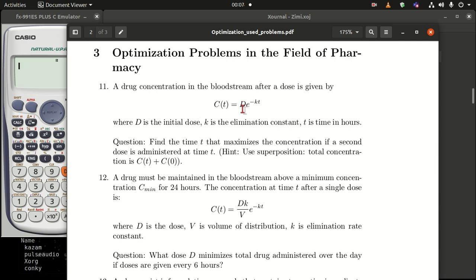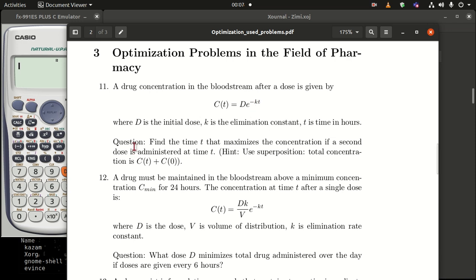If let's say the dose that you have in your needle is 5 milliliter, that is what this D stands for. And this K here is actually the rate at which the drug in the body metabolizes, or it leaves the body. That is actually this K here.